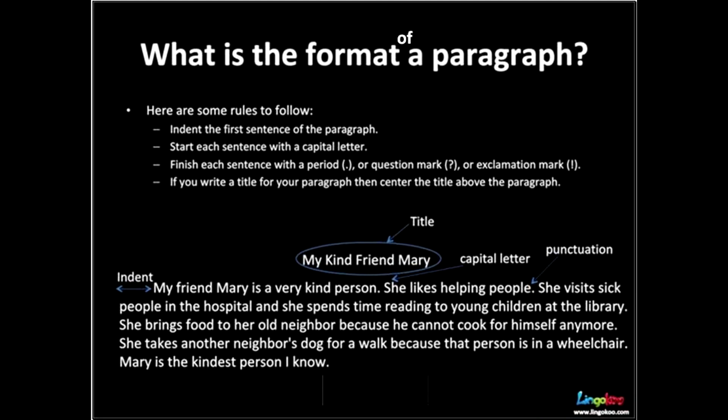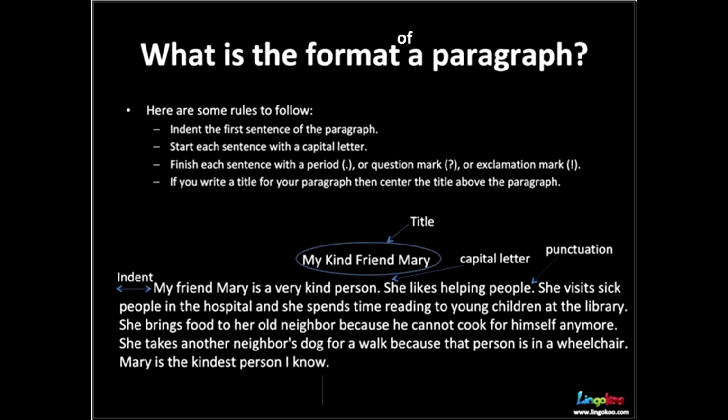Let's look at our example paragraph from before to learn more about how to format a paragraph. Look at the word indent. Do you see how the first word, my, has been pushed a little bit to the right? That's what we mean when we say indent. So your first sentence should always be pushed a little bit more to the right. After that, we see the title, My Kind Friend Mary, and that should be in the center of the line wherever you're writing the title.